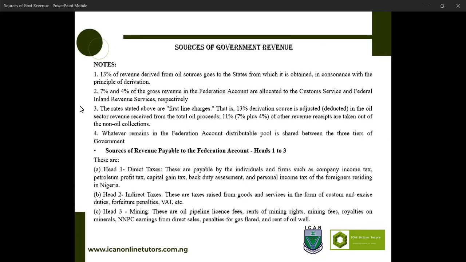So head one to head three, these are the revenue that belongs to the Federation account. And this is the general pool of the government. Having sourced this EG1, EG2, and EG3 revenue, the notes under this federation account before the balance will be shared among the three tiers of government. First, 13% of revenue that will be derived from oil sources. And what are the oil sources revenue? These are EG3, which relates to all oil sources, 13% of which will be deducted in accordance with the principle of derivation, which will go to the state from which the oil was obtained. So that will serve as what? Expenditure on the exploration, the refinery, and the distribution of the oil products.